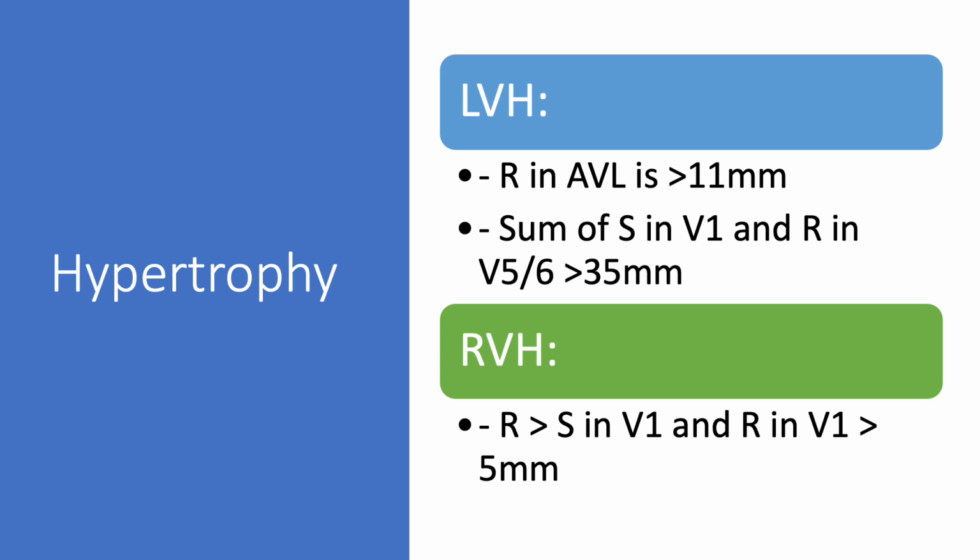These are those classic criteria that when you're looking at the precordial leads and you see these huge QRS complexes over the precordial leads that make you suspicious for left ventricular hypertrophy, kind of a classic presentation. For right ventricular hypertrophy, if the R wave is greater than the S wave in amplitude in lead V1 and that R wave is also greater than 5 millimeters, then you would expect that the patient has right ventricular hypertrophy.